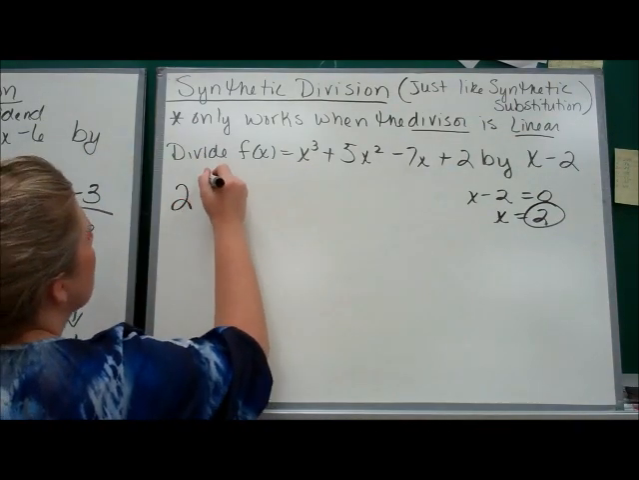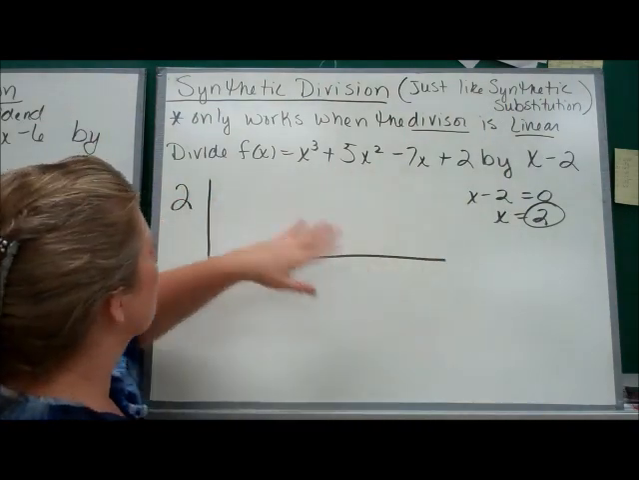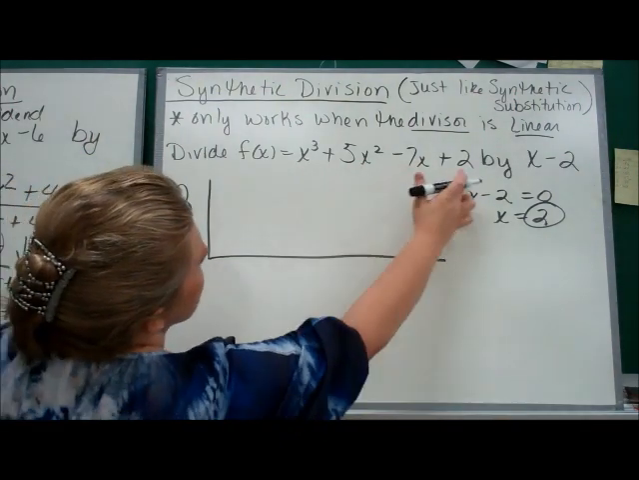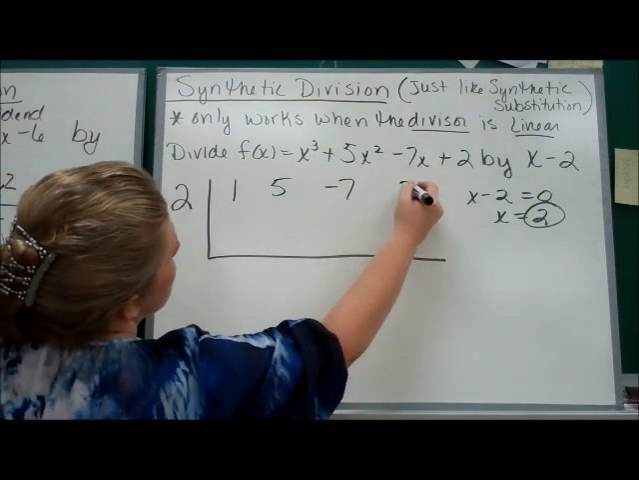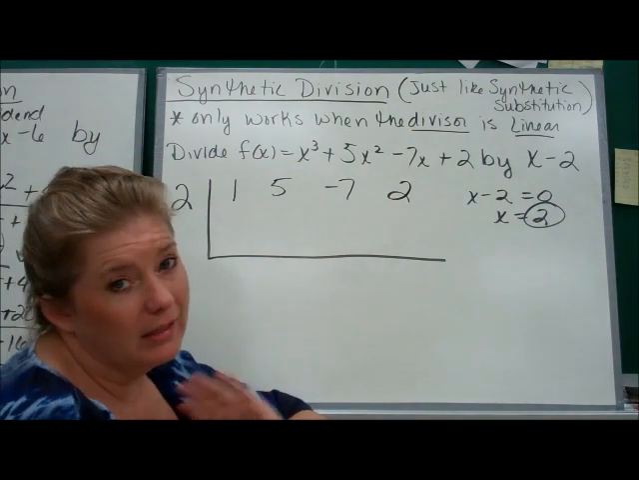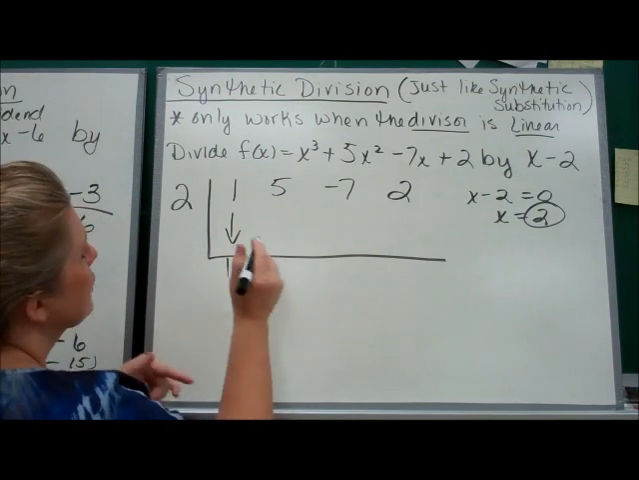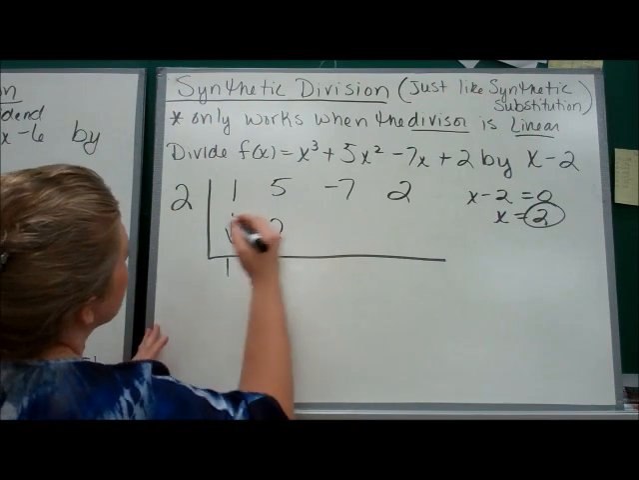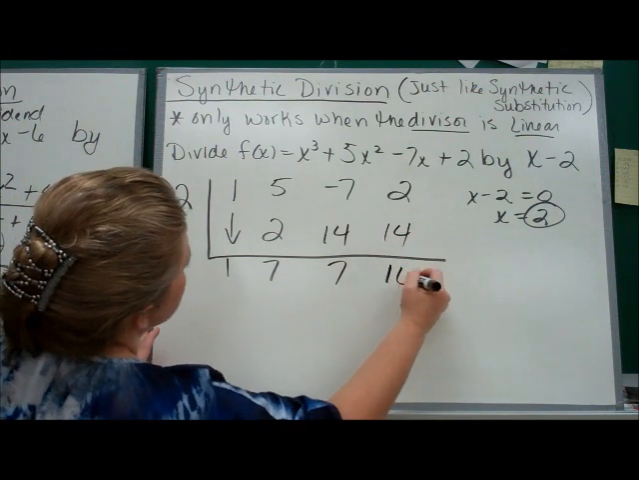So 2. And then you set up the little box. You list your polynomial coefficients. Okay, so let's see. Make sure I'm not missing any, and we're not. So 1, 5, -7, 2. I tend to space these out because if you don't, you might get confused. Bring down the first one. Start your multiplication and addition. Alright, so multiply, that's 2, add, multiply, that's 14, add, multiply, that's 14, add.